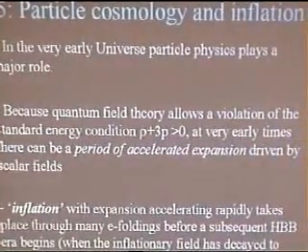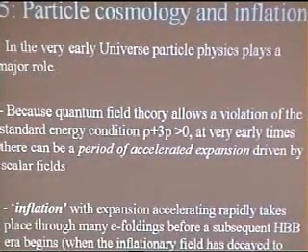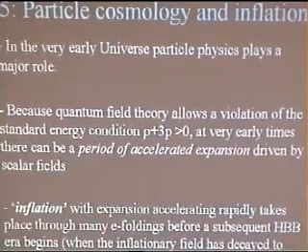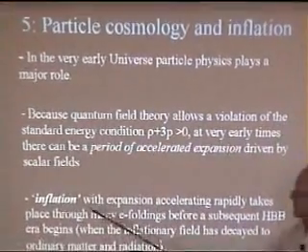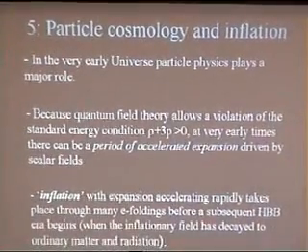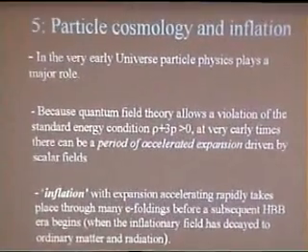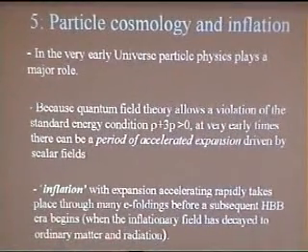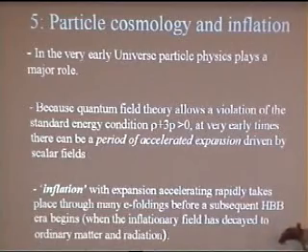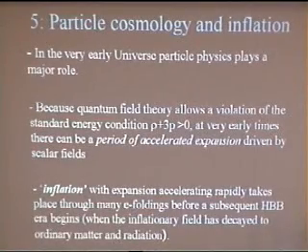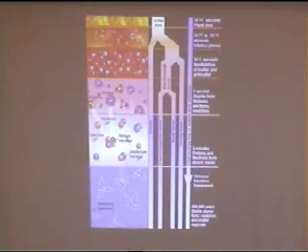That means there can be a period of very accelerated expansion, incredibly fast expansion for a very short time, driven by scalar fields in the very early universe, and that's what's called inflation. The expansion accelerating incredibly rapidly, taking place through many e-foldings before a subsequent hot Big Bang era begins, when the inflationary field has decayed away and become ordinary matter and radiation. So you get this kind of picture. This is typical of what you've got.